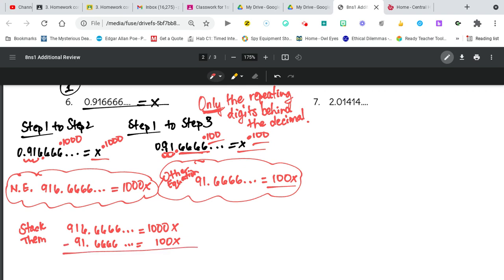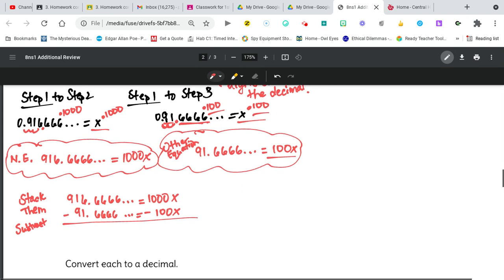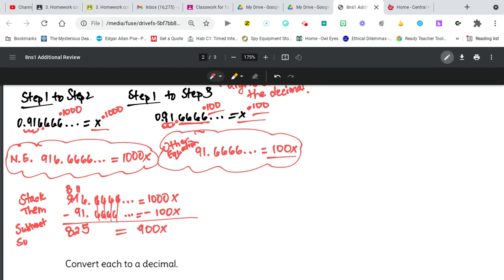After you stack them, you're supposed to subtract them. Cancel. 9 minus 1... 6 minus 1 is 5. I can't start off with 1 and take away 9, so I'll regroup. 11 minus 9 is 2, that's 8. And then 1000X's minus 100X's is 900X's. And after this, you're supposed to solve. To get X by itself, you divide both sides by 900. And that's going to leave me with 825 over 900 equal to X.